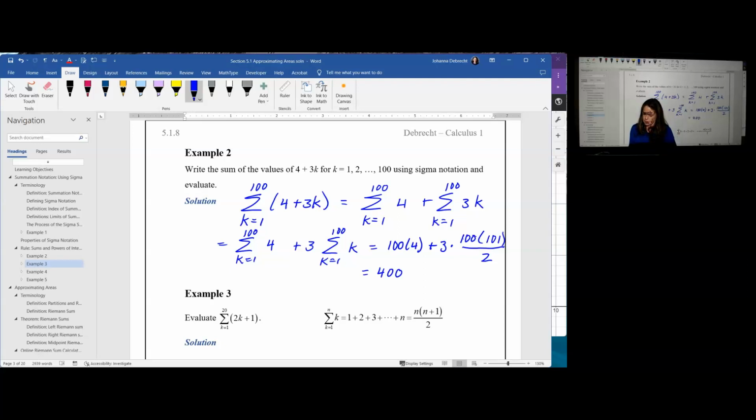And I am hunting for my values. This would give me 15,150. You can use a scientific calculator to find it, which gives me the final value, 15,550. It's much easier to compute that using the rules and properties of sigma notation. Go ahead and pause the video and work out example 3, then turn the video back on so that we can compare.